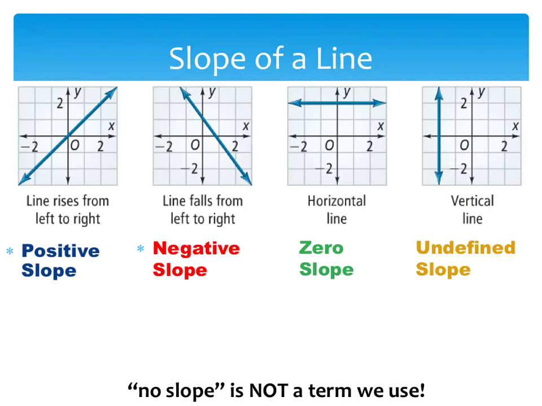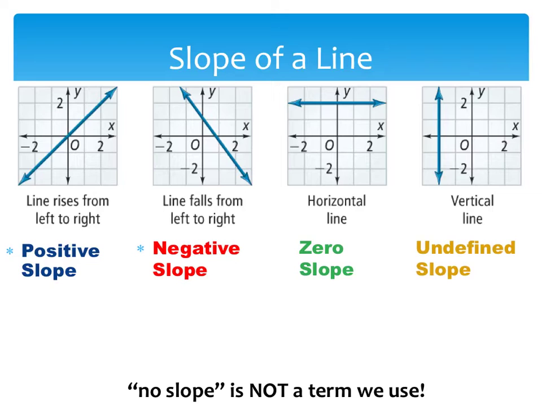So here are the different types of slopes of a line that I can have. I can have a positive slope line, which rises from the left to the right, a negative slope line, which falls from the left to the right, a zero slope line, which is a horizontal line, and then an undefined slope, which is going to be a vertical line.